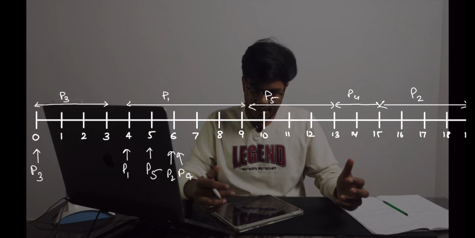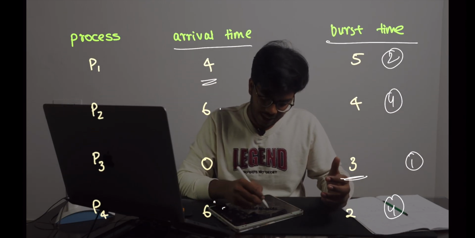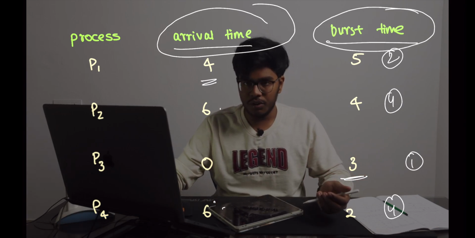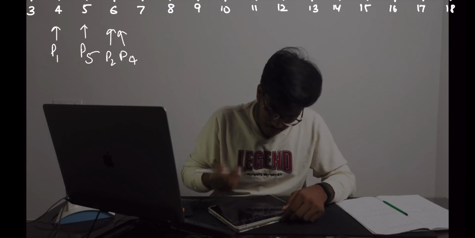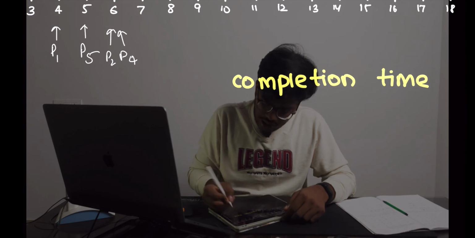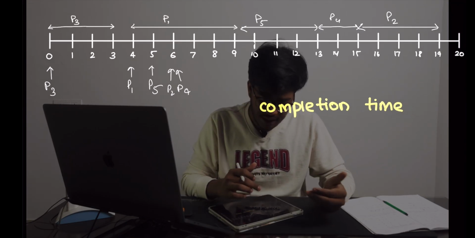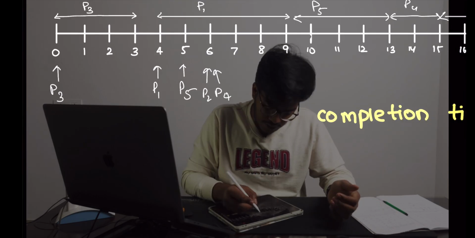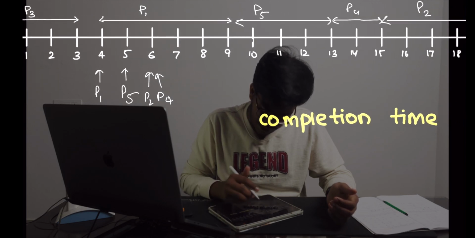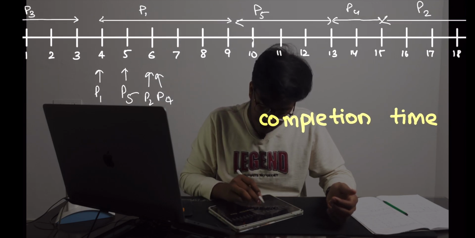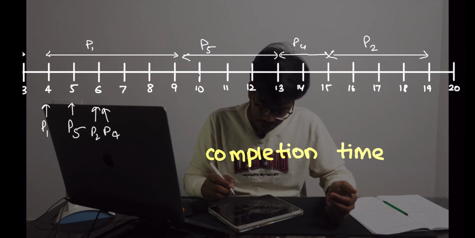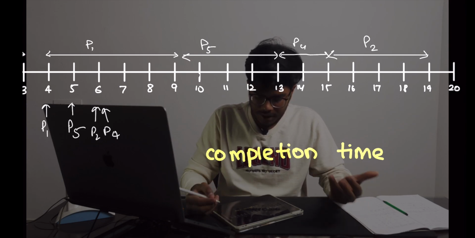With this given example, I have initially discussed arrival time and burst time. Now there are other concepts that I need to introduce before getting further. One such important term is completion time. Completion time, as the name suggests, is just the time at which the process is completed. So here P3 completes at time t equal to 3, P1 completes at time t equal to 9, P5 completes at time t equal to 13, P4 completes at time t equal to 15, and P2 completes at time t equal to 19.